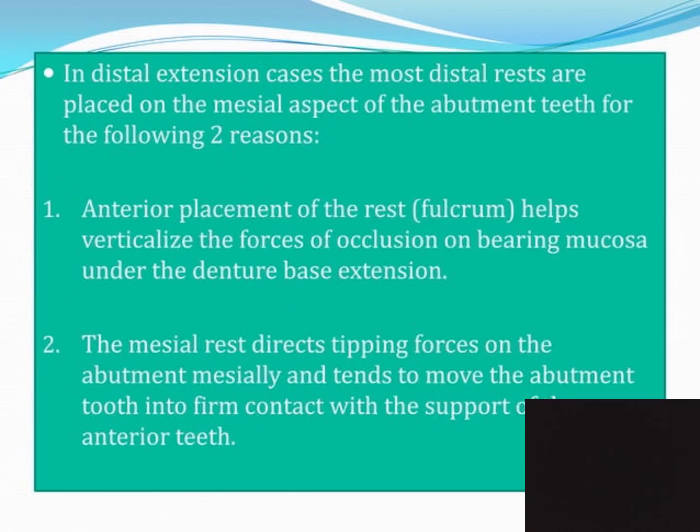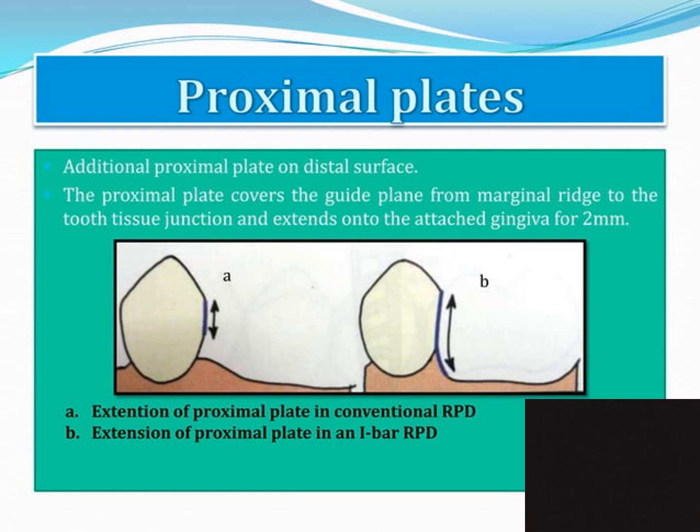In distal extension cases, the most distal rests are placed on the mesial aspect of the abutment teeth for two reasons. First, anterior placement of the rest helps verticalize the forces of occlusion on the bearing mucosa. Also, the mesial rest directs tipping forces on the abutment mesially and tends to move the abutment tooth into firm contact.